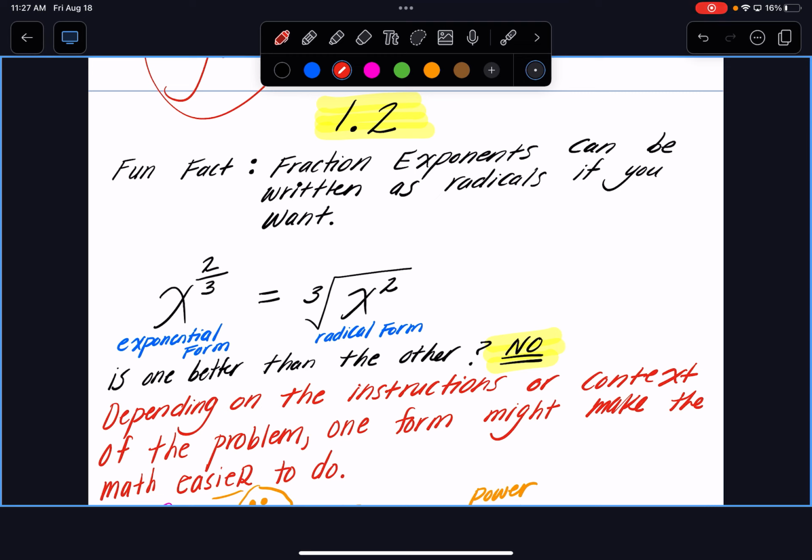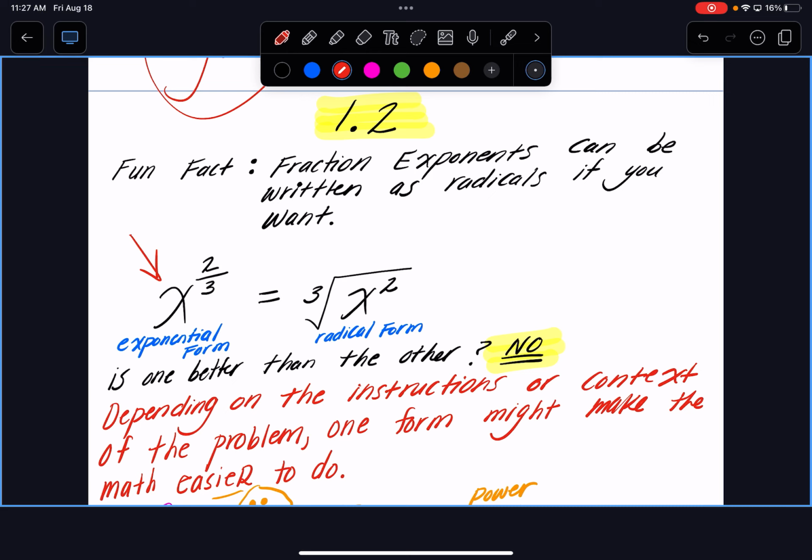1.2. Write down this right here. A fun fact for you. Fractional exponents are equivalent mathematically to radicals. So this, x to the 2/3, if you wanted, and you might not want to, you could rewrite it as the cube root of x squared. This and this are mathematically equal.